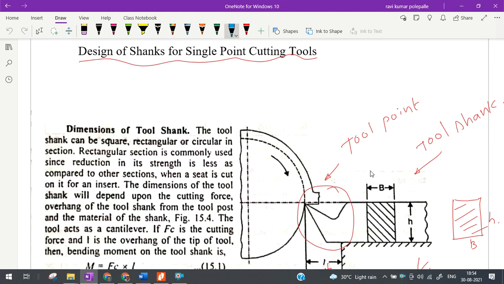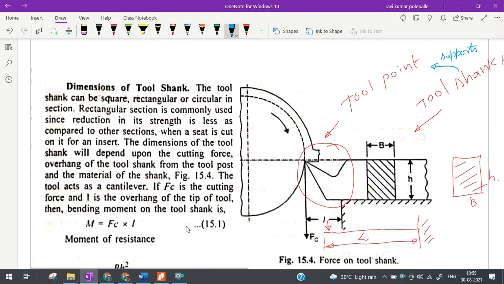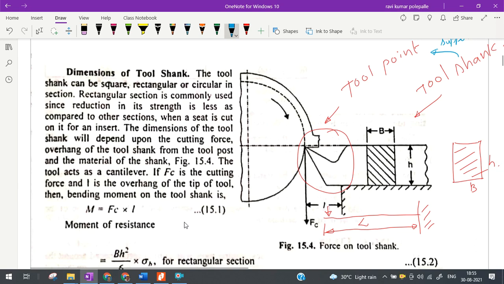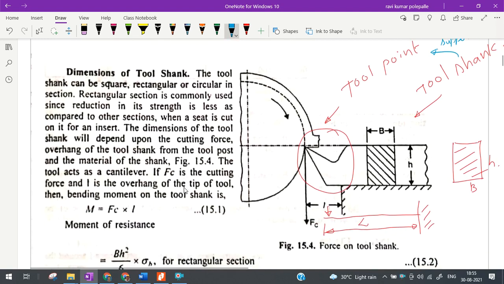We have to look at the other end of the cutting tool. The other end of the cutting tool is nothing but the tool shank. This tool shank supports the tool point, and therefore we should see that the tool shank is sufficiently strong so that it does not itself break away without giving any support. The shank can be of square cross section, rectangular cross section, or circular cross section.